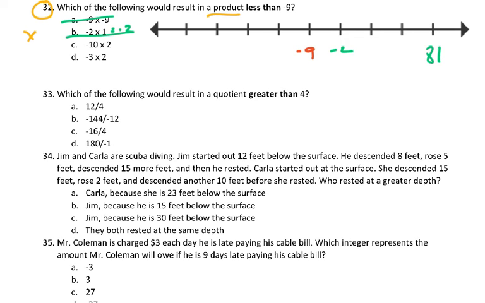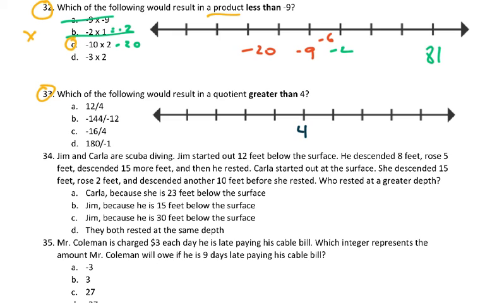C says -10 times -2. That's -20. So now we're less than -9. -20 is farther this way to the left. So it has to be C. Just to check, D says -3 times 2. That's a -6. So we're still not there. We're still right about here. So we're still not less than -9. The only thing less than -9 is a -20.